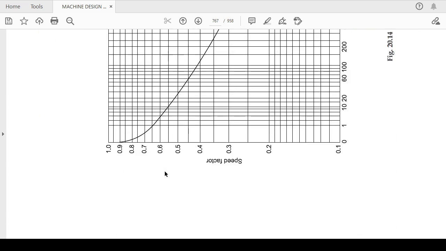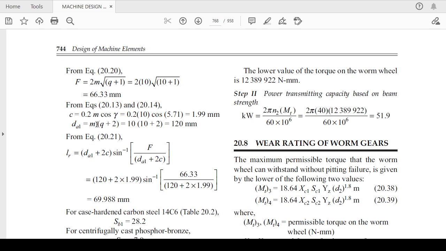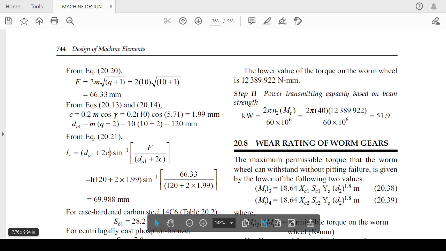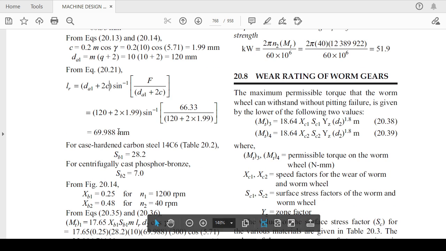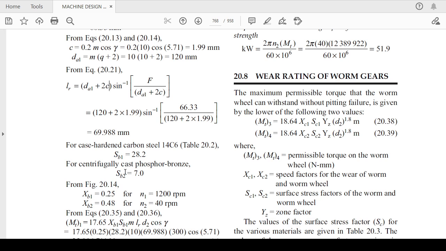So let's see how we have to proceed in this particular numerical. For the calculation of LR, you have to calculate these values: DA1, the addendum of worm, C, the clearance value, and F, where the value of F is 2m under root Q plus 1. With the help of this formula you can calculate it, and DA1 you can calculate by m into Q plus 2. On the basis of this you can calculate the value of LR, which is the root length of the worm wheel, and after this you have to calculate the values of SB1 and SB2.